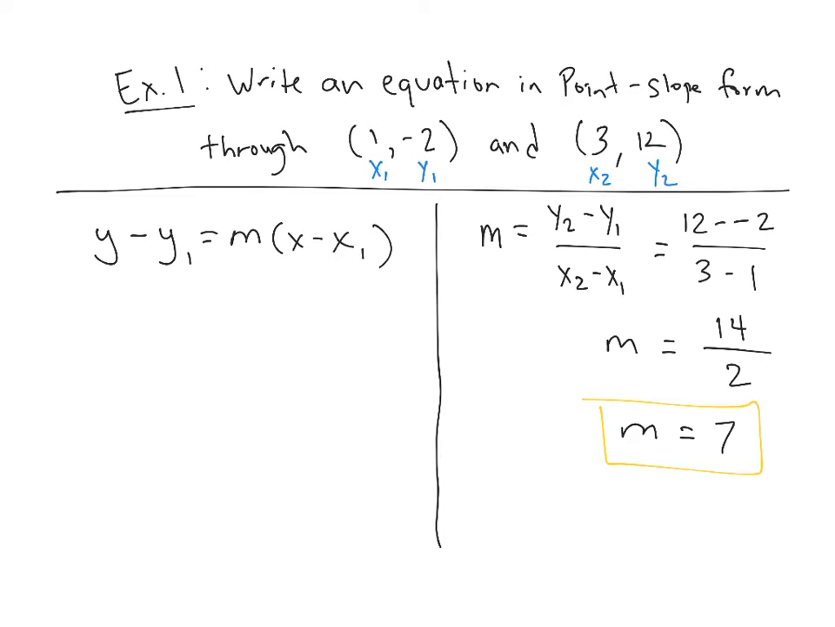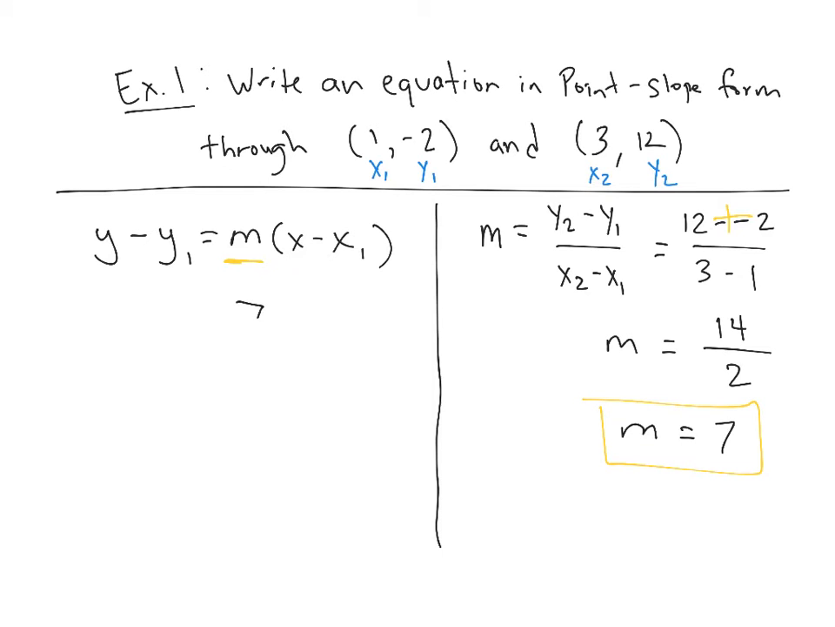Taking a look at our slope calculation here, we'd have 12 minus a -2. A double negative makes a plus, so 12 plus 2 makes 14. And then at the bottom, 3 subtract 1 makes 2. 14 divided by 2 makes 7, so I know my slope for my formula is going to be 7.